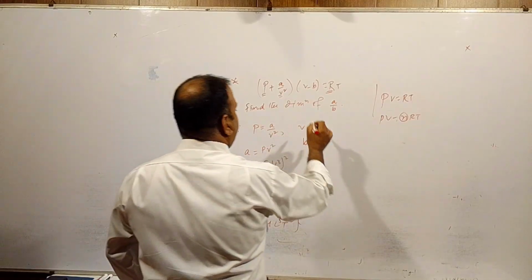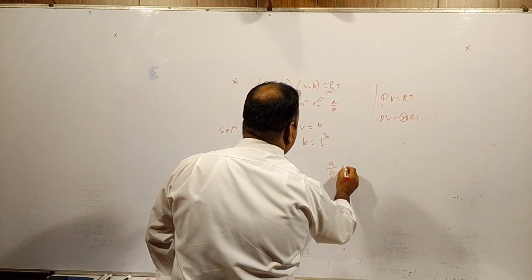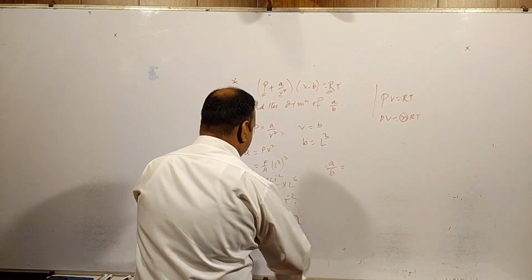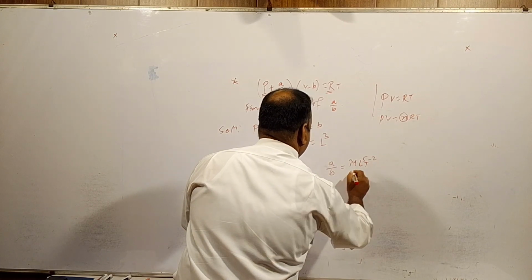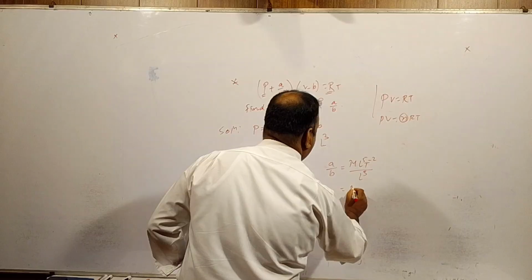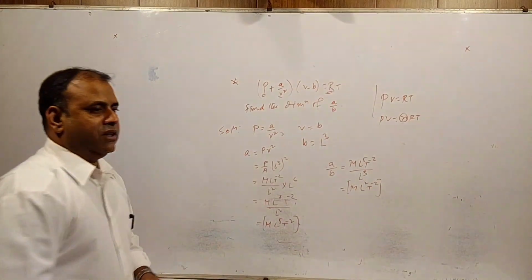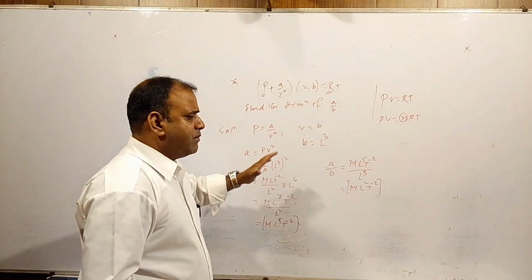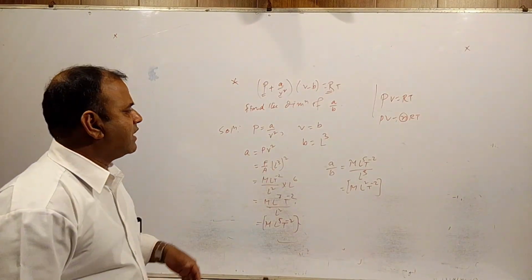According to our question, we have to find the dimension of A by B. So A by B means, what is the value of A? A means M L to the power 5 T to the power minus 2 divided by B. B means L cube. So M L square T to the power minus 2. So this is the dimension. Dear students, you can easily calculate the value of any dimension related with the equations, related with the formula.